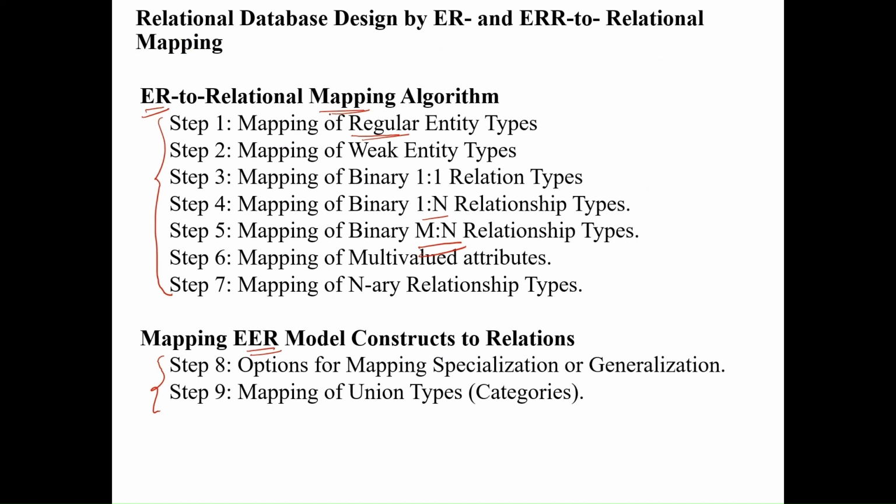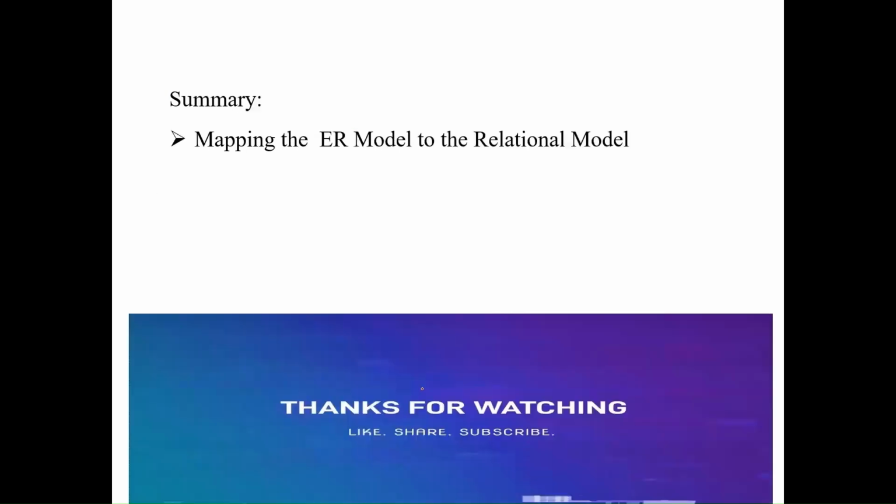Now we have to use the other rules: option 8A for mapping of specialization or generalization, if it is there in the diagram, into the relational schema. And if a union type or category is there, then we have to apply step 9. In this video, we have studied the mapping of the ER model into the relational model.